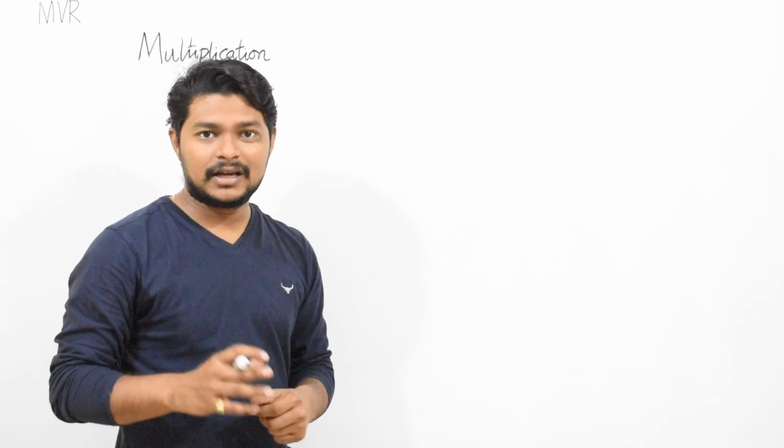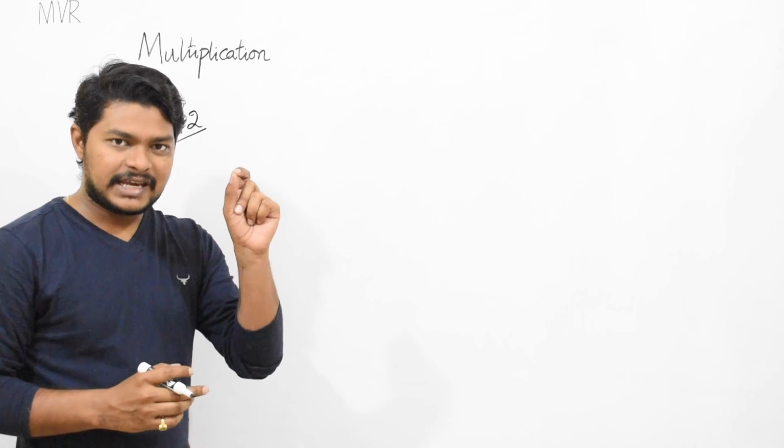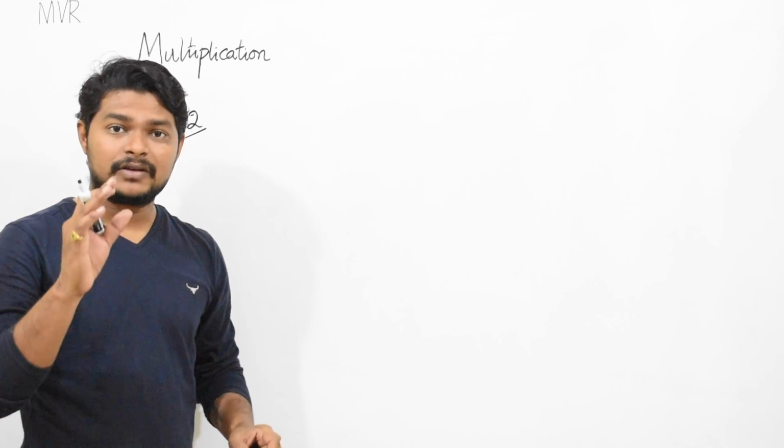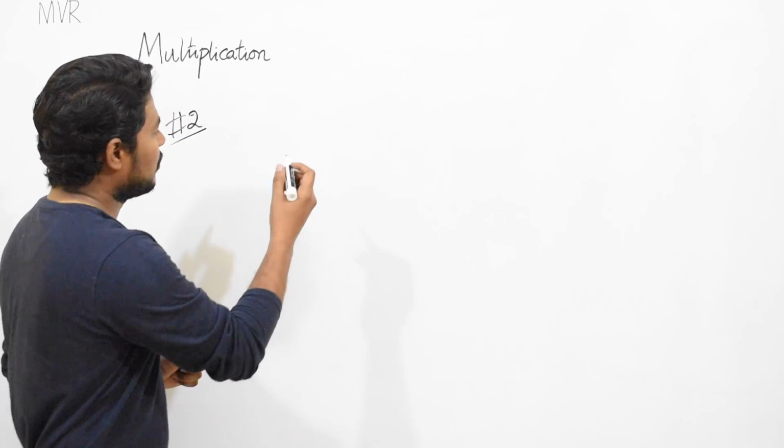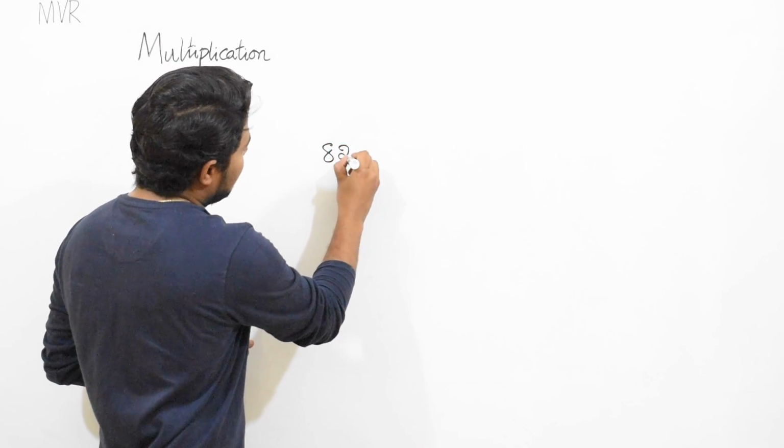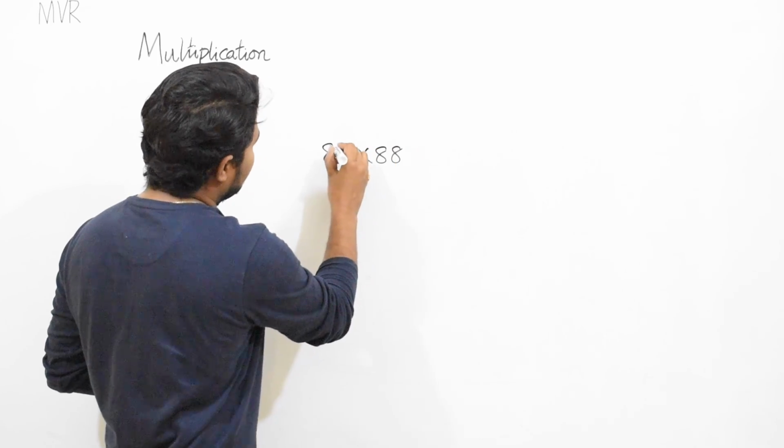Till now we have seen the first concept in mathematics of doing multiplication. Now we will see the second concept. If any given number asked for multiplication, first observe the number and identify the pattern. Okay. Now if you see this number, 82 into 88.